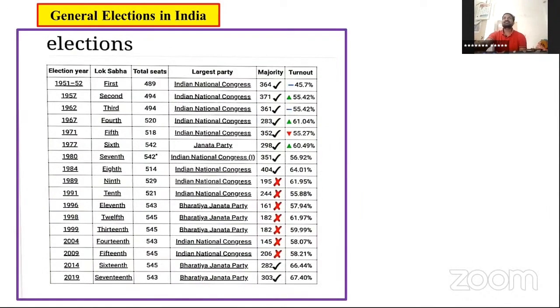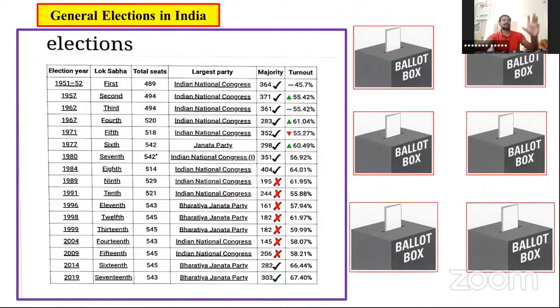Okay, almost our topic is over. Let us see this slide. General elections in India. Look at this. We have conducted from 1952.